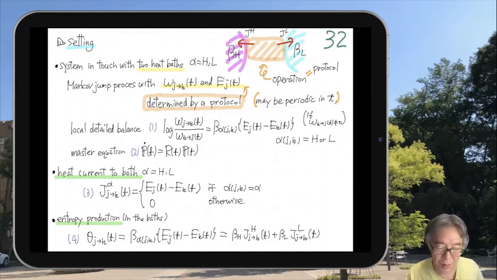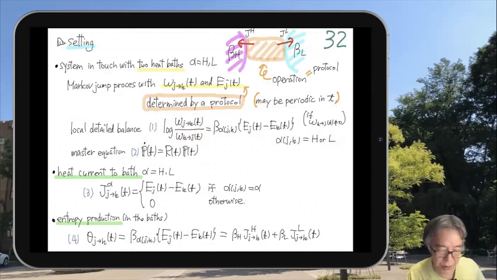And our main assumption is, of course, the local detail balance condition, which says that this ratio is given by this. Now beta depends on the jump, okay? So for each pair jk, alpha can be either H or L. Again, this means that when a jump from j to k or k to j takes place, either one of the two heat baths is relevant, okay, as before. And this is our master equation.